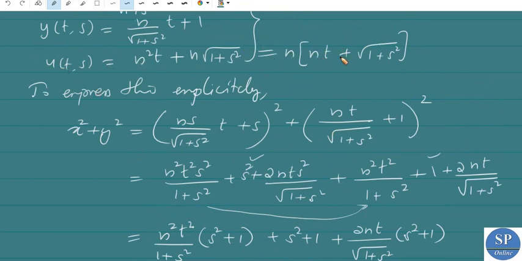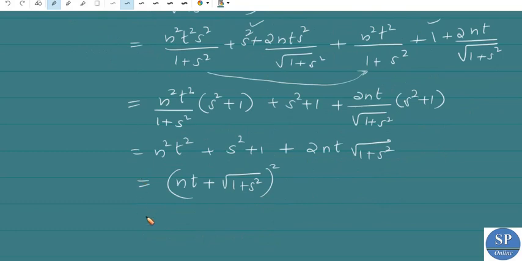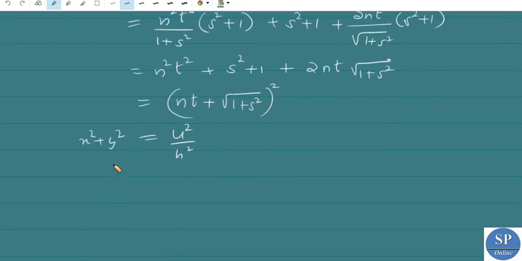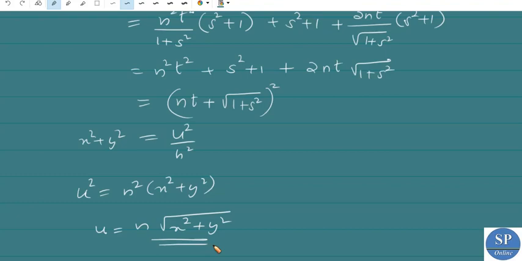From this equation we get u square by n square is equal to nt plus square root of 1 plus s square, whole square. So we have x square plus y square is equal to u square by n square. So we have u square equal to n square into x square plus y square. So we have eliminated the variables s and t. So from this we get u equal to square root of this, that is n into square root of x square plus y square, which is the required solution.